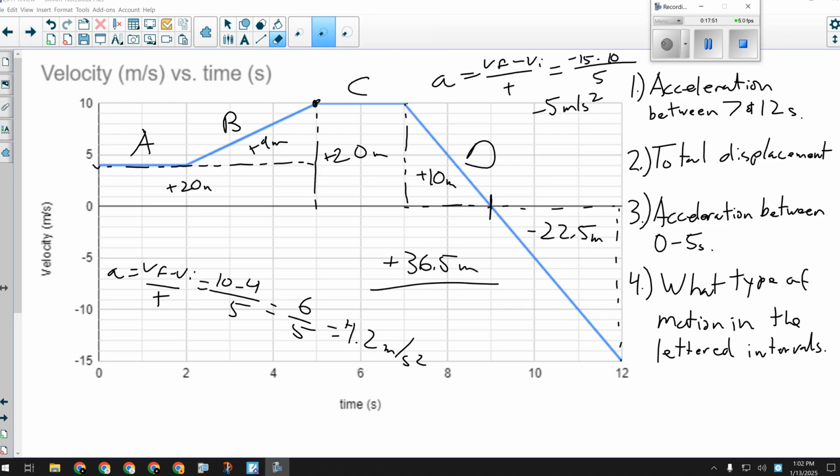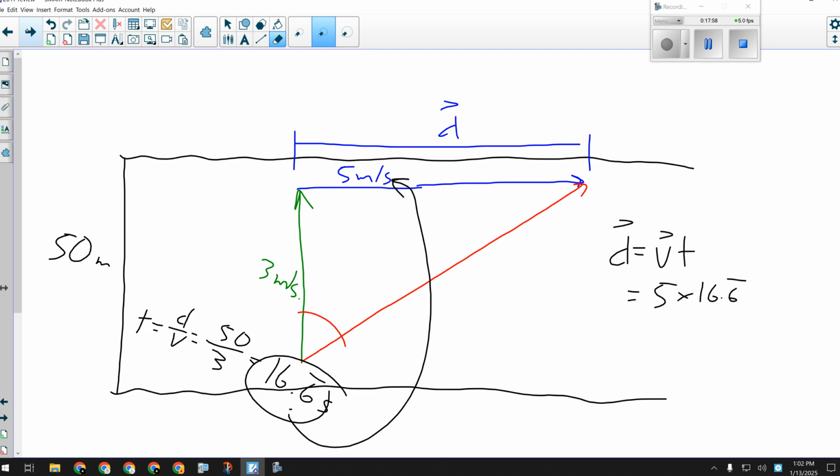There are the answers. I didn't show you how I got any of them, but there they are. Okay. Oh, boat question. Okay, that's a good one. We haven't done a boat question for a while.